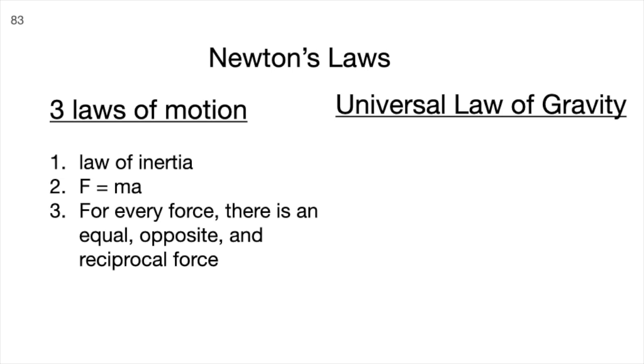Now we come to Newton's universal law of gravitation. The force due to gravity equals G, Newton's gravitational constant, times m sub 1 times m sub 2 divided by the square of the distance between the two bodies, r squared. Let's reconstruct how Newton arrived at it.